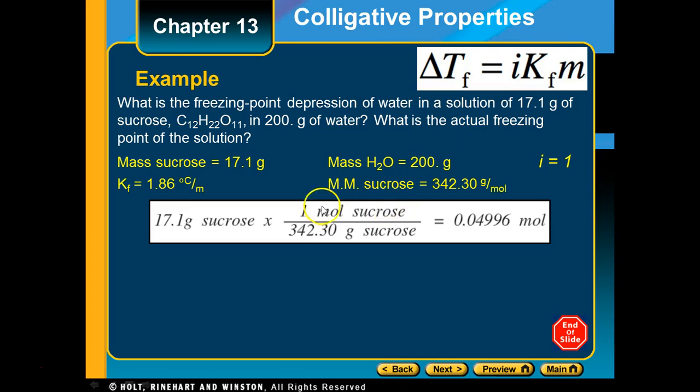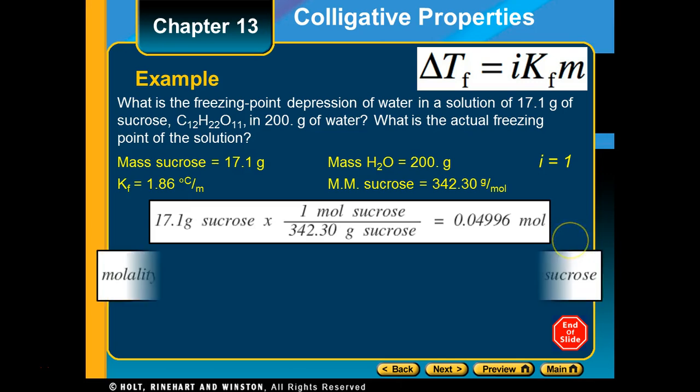So here we go. We're going to take the 17.1 grams of sucrose, and 1 mole of sucrose is 342.30 grams. So the grams of sucrose cancel out, and we end up with 0.04996 moles of sucrose. Well, now that we have moles, we can figure out molality.